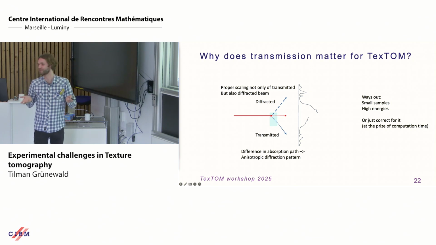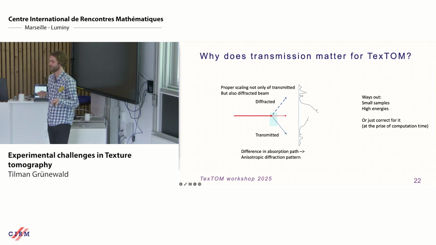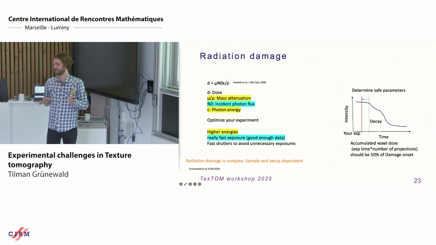Ways out are, of course, as always, make your sample small, go to higher energies, or you just correct for it, which becomes computationally expensive if you do texture tomography. Radiation damage is a very important consideration.